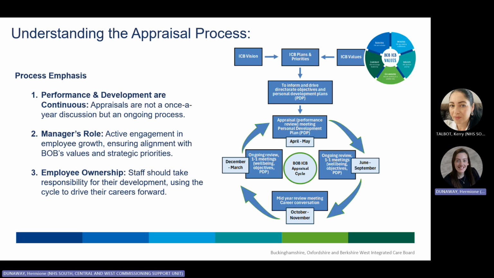These three top layers work to inform the directorate plans and objectives within Bob, and therefore any development requirements for the directorate. This then in turn informs the appraisal process and personal development review process. Appraisals or personal development reviews, I'll use the terms interchangeably throughout the recording. This appraisal meeting should happen between April and May, so that first quarter, the first 8 weeks of the financial year.